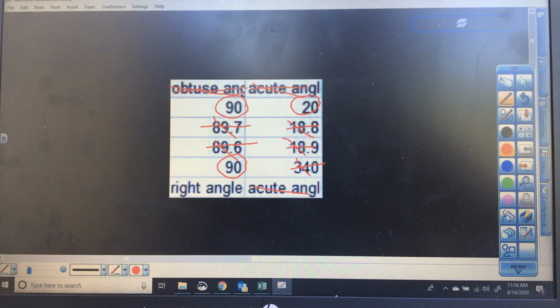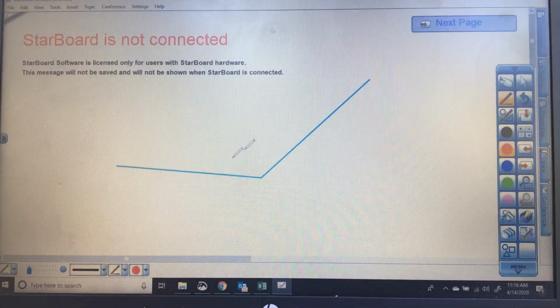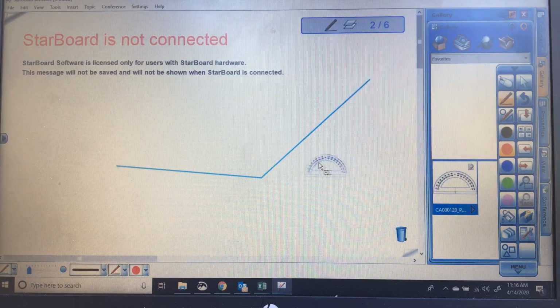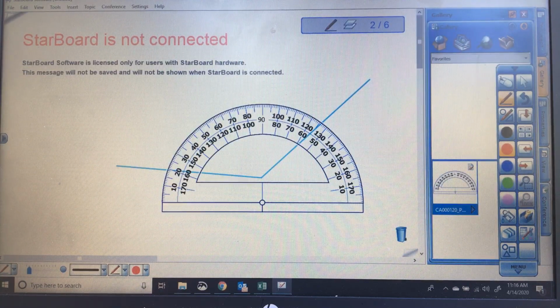Okay, I'm going to get started. Hopefully you can hear me. Let's move on. Here, there's an angle. This is just like yesterday's homework. I have to grab a protractor. I have to use it.